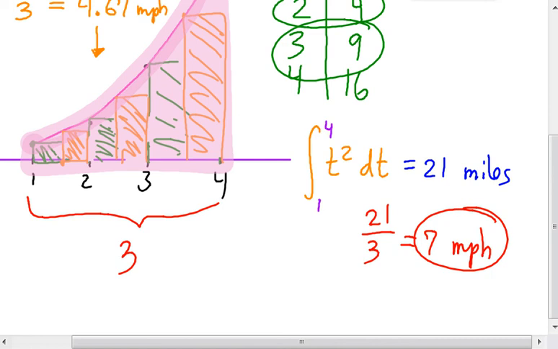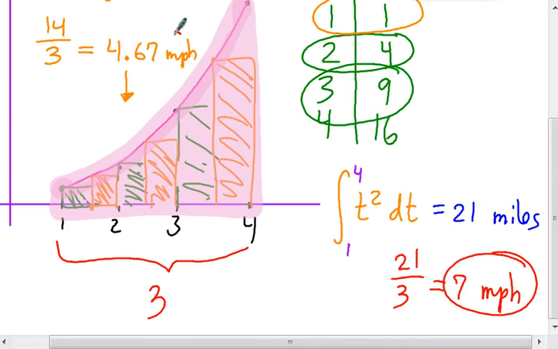And let's just quickly compare that to the estimate we produced earlier. All right, so that was quite a bit too low. But again, that was very crude and only based on 3 rectangles. I bet if we did it based on 6 rectangles, we'd get a much better estimate. Okay, true answer. Your average speed for that trip was 7 miles per hour.